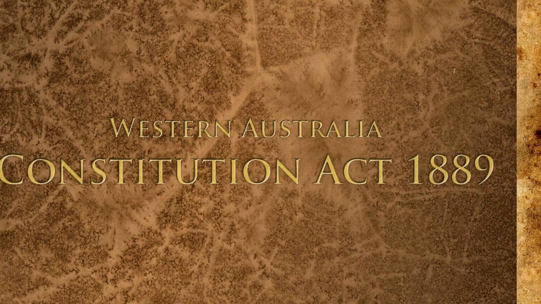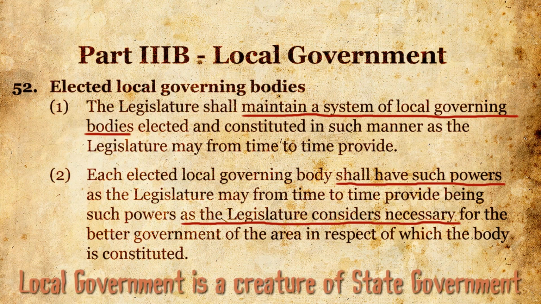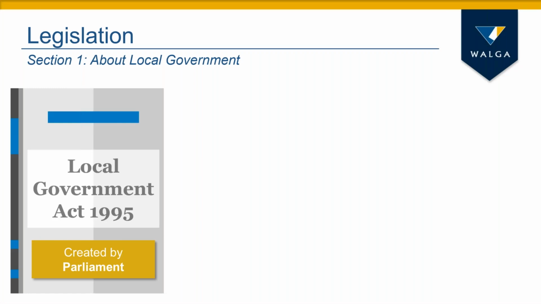Section 52 of the WA Constitution Act of 1889 requires the state legislature to maintain a system of local government and provide it with relevant powers. It is therefore often said that local government is a creature of state legislation. The Local Government Act 1995 is the legislation created by State Parliament to provide for a system of local government in WA.